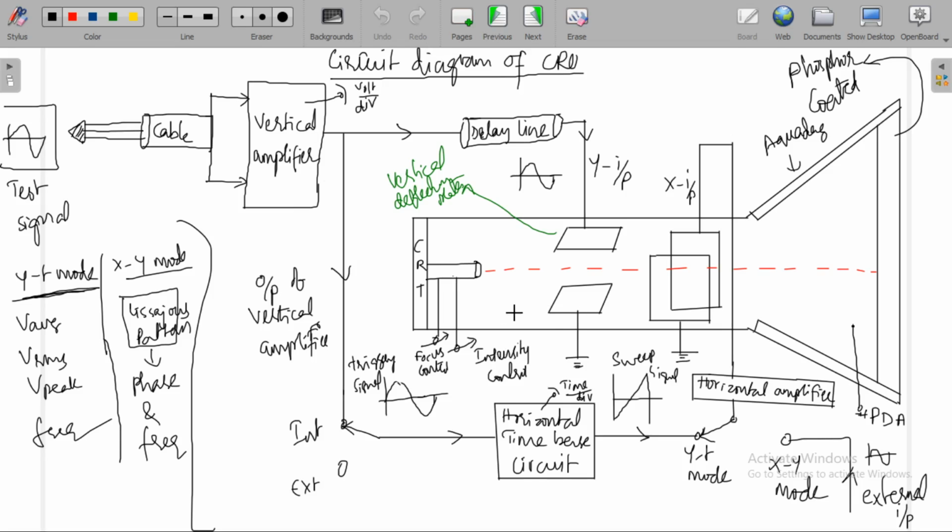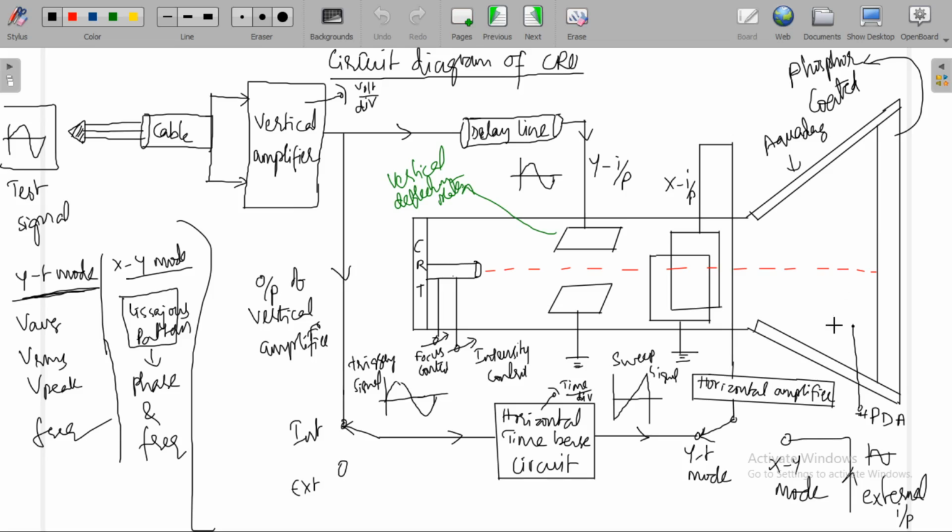We know, coming to YT mode of operation, a sine wave or test signal is given to the Y input and an internally generated sawtooth waveform is given to the X input. Then you can observe this waveform on the screen of the CRO. That is YT mode of operation.